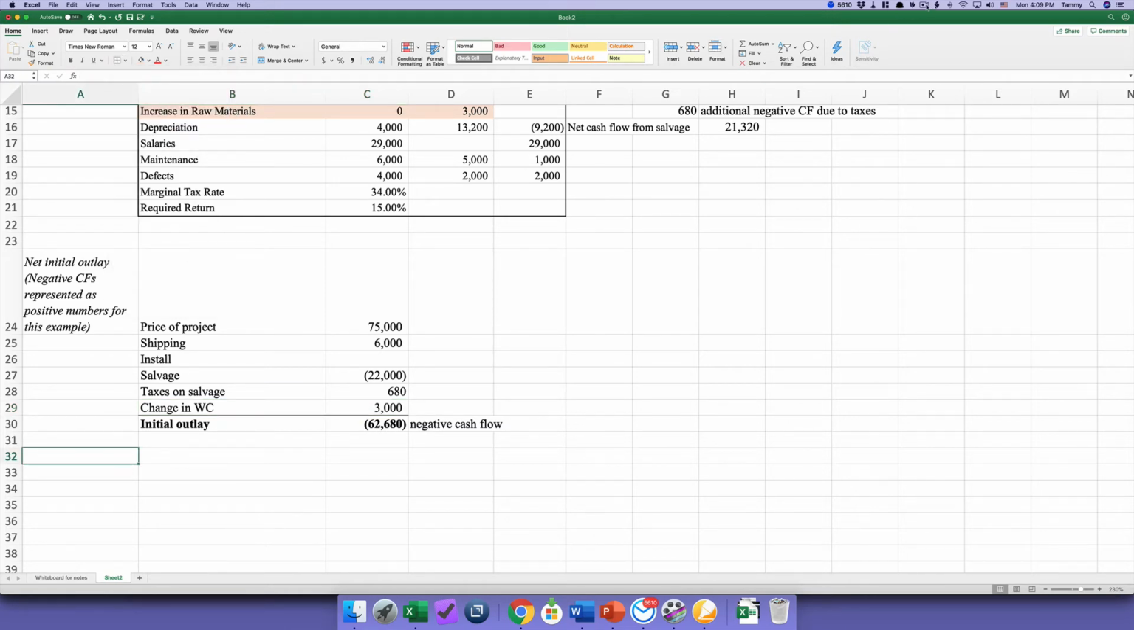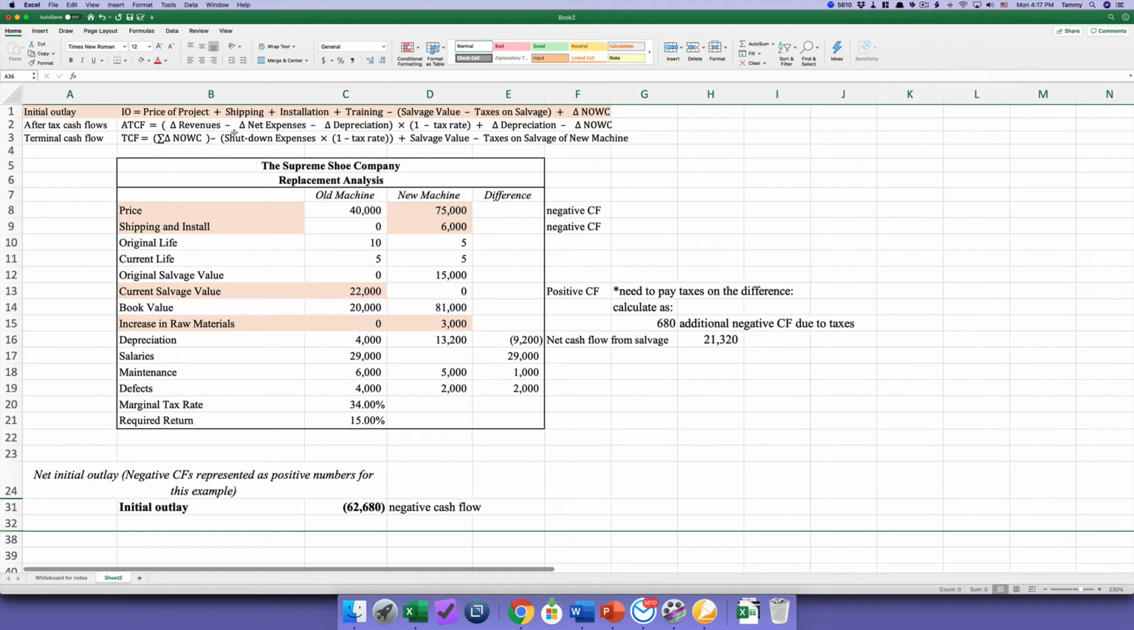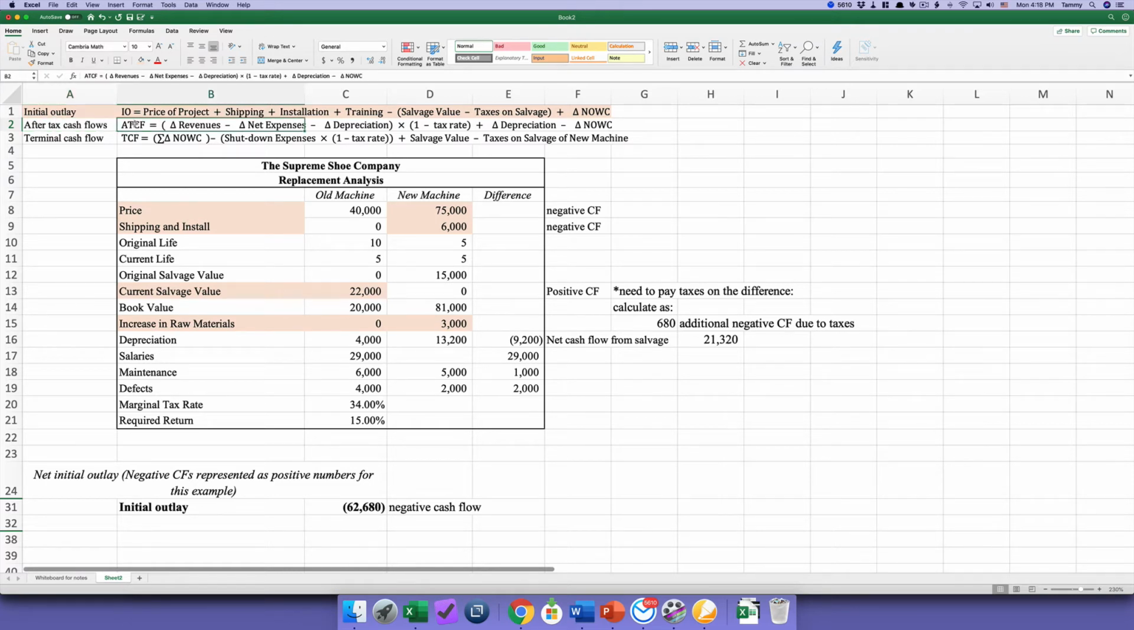Pause the video. Let me gather my thoughts. Okay, so now we got to look at the after-tax cash flows. So if we go up here again, right, and we look at how we're defining the after-tax cash flows, it's defined as the change in revenues minus the change in net expenses minus depreciation times 1 minus the tax rate plus the change in depreciation minus the change in net operating working capital.